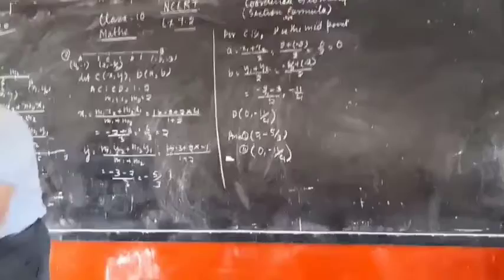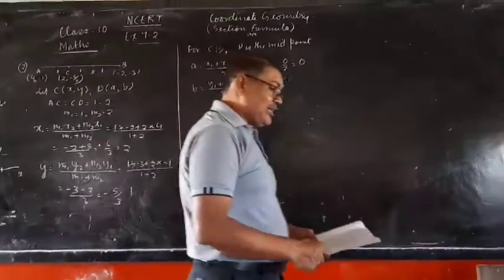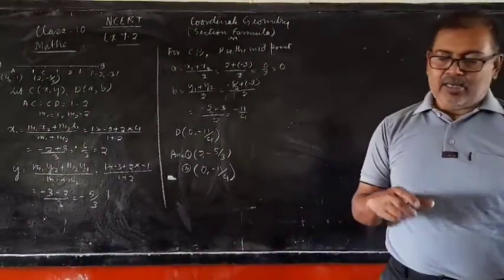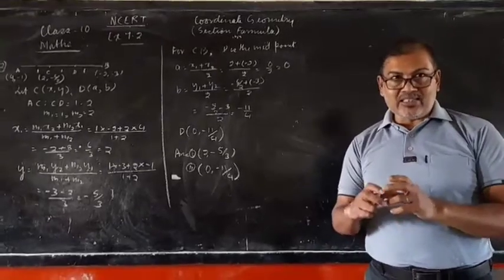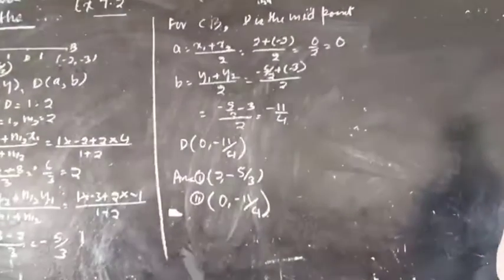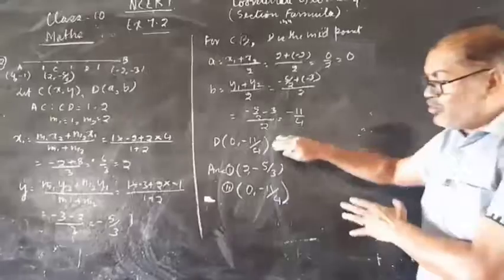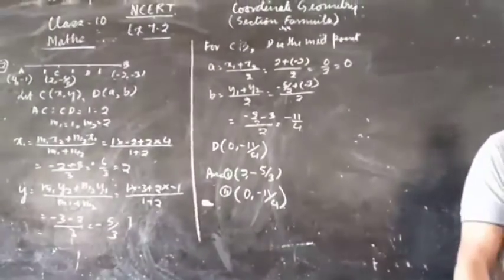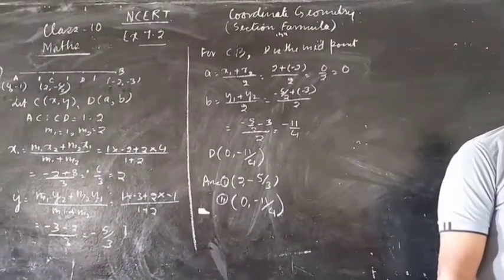Now I am going to explain one more question. In this condition, in this question, what is asked is different. You have to find the ratio. In this question, what we discussed, the ratio was given.